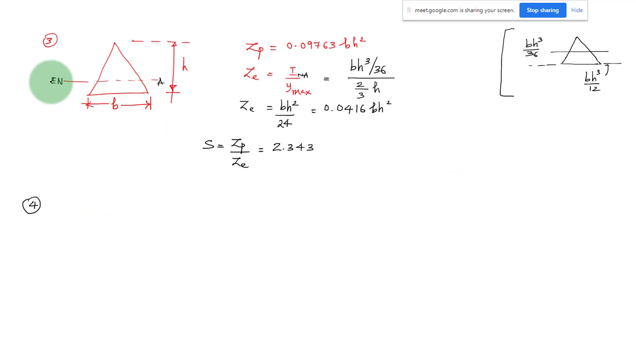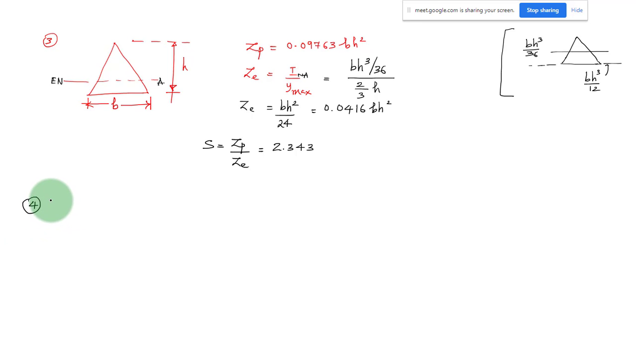Many times this is asked in the exam, because this is the maximum shape factor value you get, for a triangular section, 2.34. That is why it has been asked many times in the exam. Shape factor for triangular section is 2.34. So you are not supposed to do all those calculations in the exam, but you should know this value.